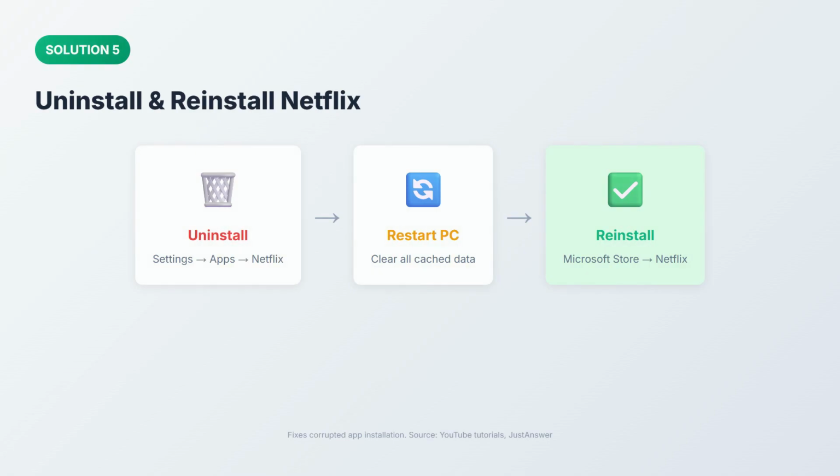Solution 5. Uninstall and reinstall Netflix. Go to Settings, Apps, find Netflix, and uninstall it. Restart your PC to clear all cached data. Then open Microsoft Store, search for Netflix, and reinstall it. This fixes corrupted app installation issues.